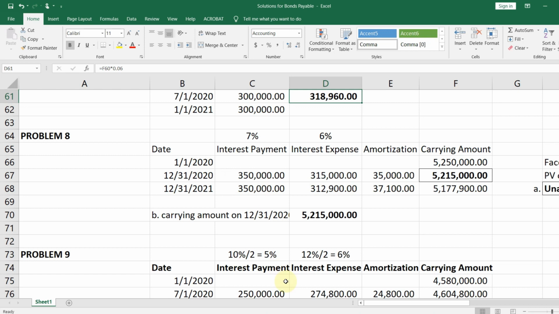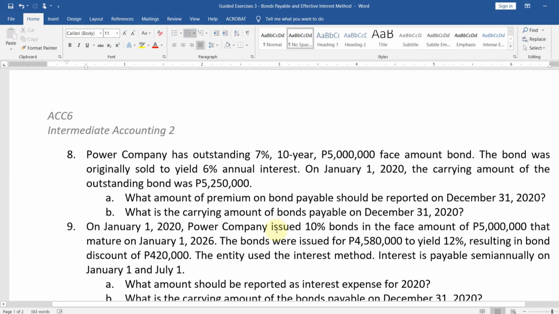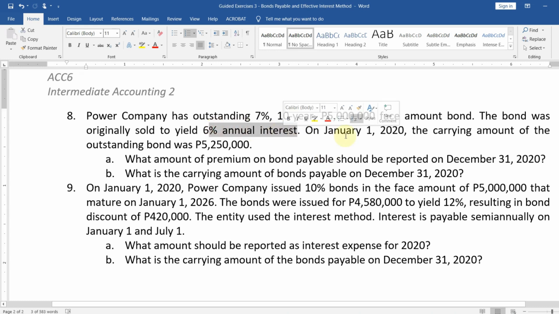Next, problem 8. Power company has outstanding 7%, 10-year, 5 million face amount bond. The bond was originally sold to yield 6% annual interest on January 1, 2020. The carrying amount of the outstanding bond was 5,250,000. What amount of premium bond payable should be reported on December 31, 2020? Okay, premium ang hinahanap natin, on December 31, 2020. So, ibig sabihin, nag-amortize ka na dito. Okay, kasi January 1 siya.